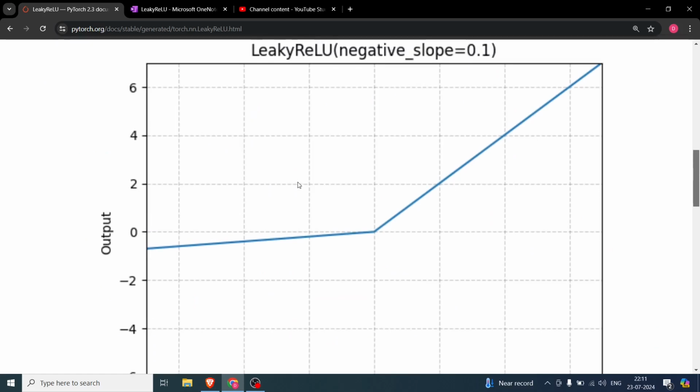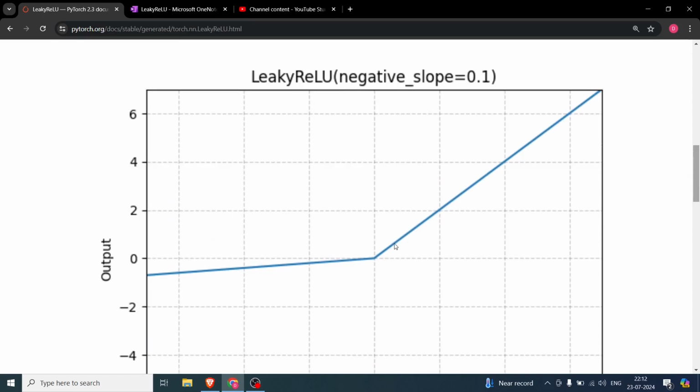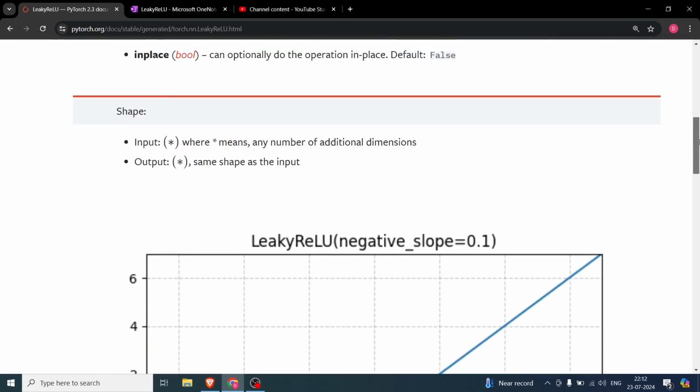So as you can see, let me show you the x-axis also. From 0 onwards, that is on the right hand side, it is the same as ReLU, that is y equal to x. But in ReLU, for the negative values over here, we had 0. In case of LeakyReLU, we are not going to have 0, we are going to have a very small number. Now what is that number?